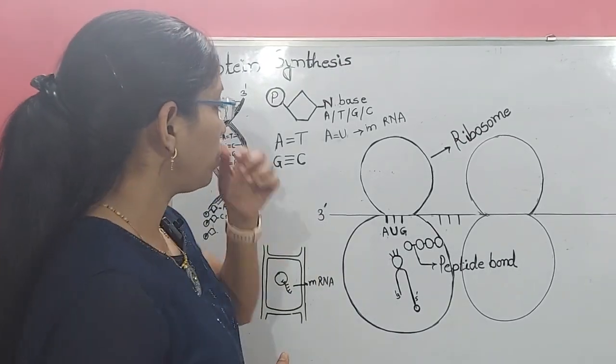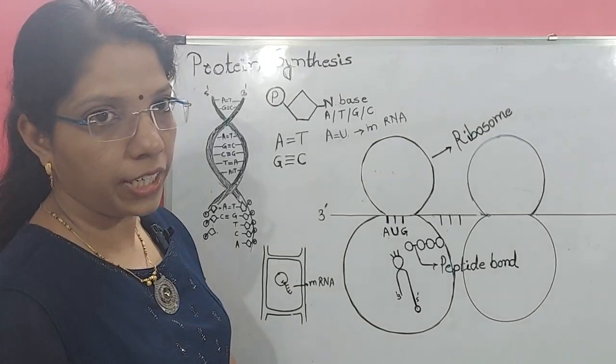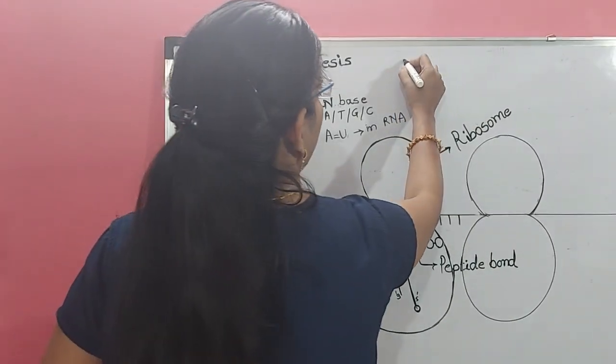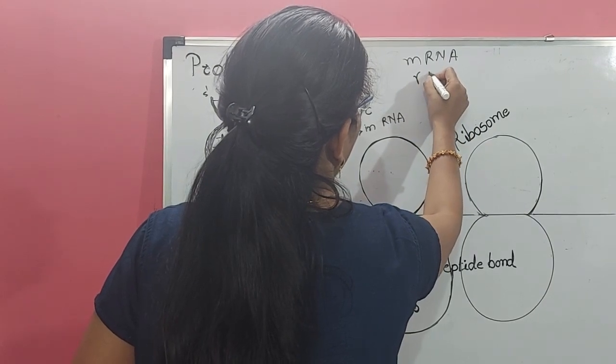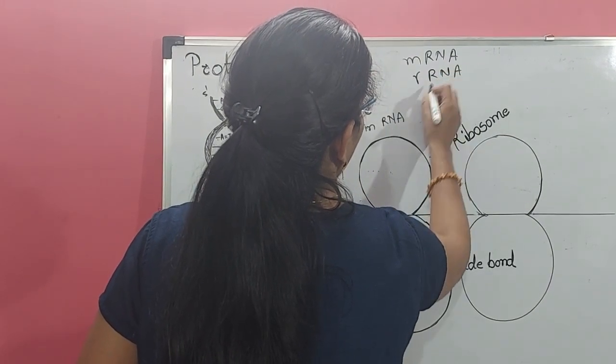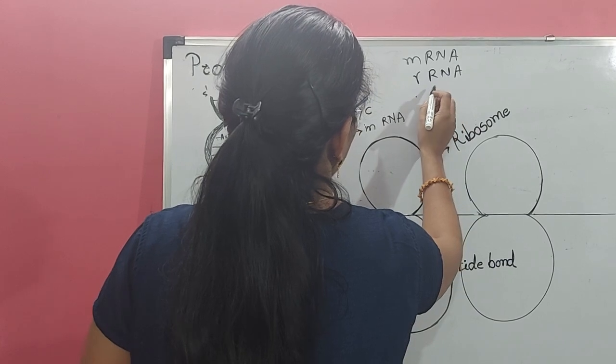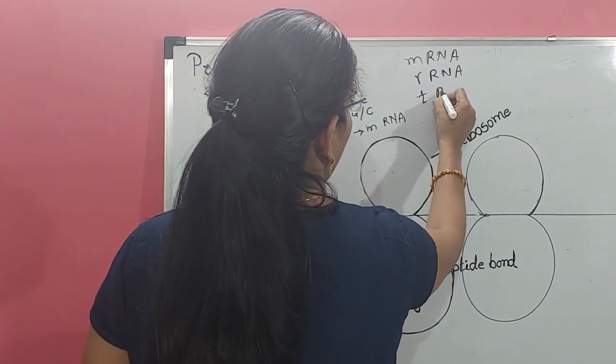So we have to see the types of RNA also. mRNA is also called messenger RNA. rRNA is the ribosomal RNA, and the third one is the tRNA, the transfer RNA.